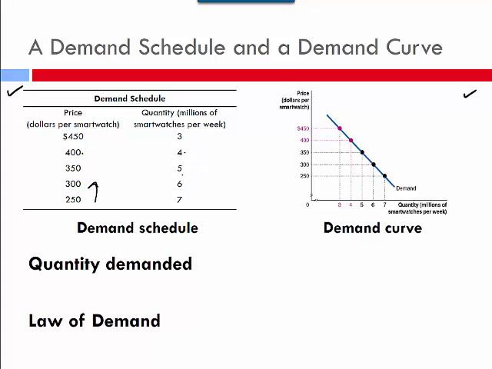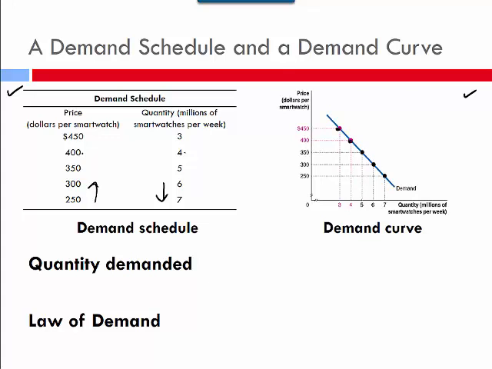The higher the price, the lower the number of people who are willing and able to purchase it. So when we graph these 5 points over here on the graph, at 450 there were 3 million people. At 400 there were 2 million people.